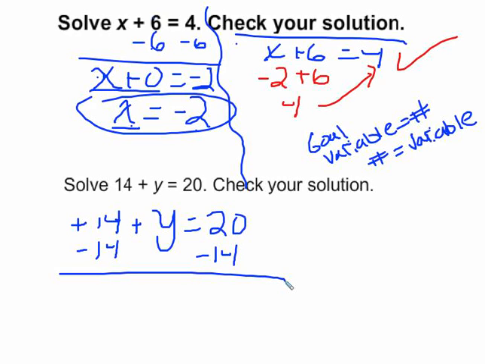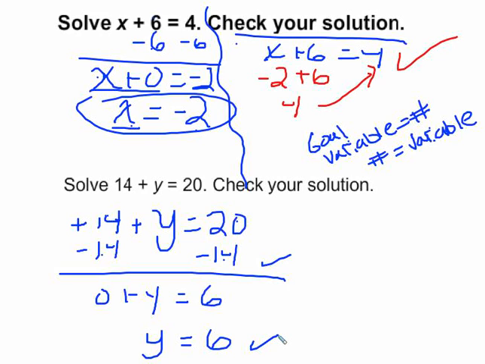So when I subtract 14 from each side, I know 14 minus 14 is 0, and I know 20 minus 14 is 6, so I know that y is equal to 6. Now some of you will get to the point where you'll show this step and you can jump straight to that step, and that's fine with me.